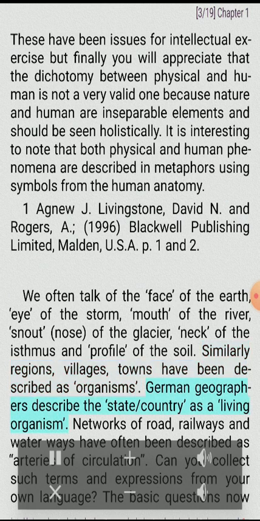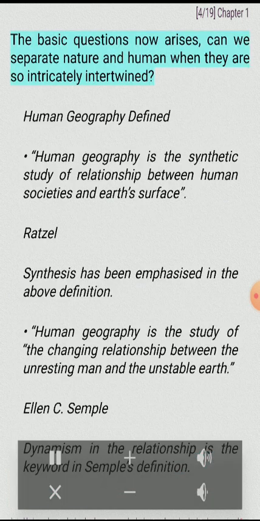German geographers describe the state, country, as a living organism. Networks of road, railways, and waterways have often been described as arteries of circulation. Can you collect such terms and expressions from your own language? The basic question now arises: can we separate nature and human when they are so intricately intertwined?